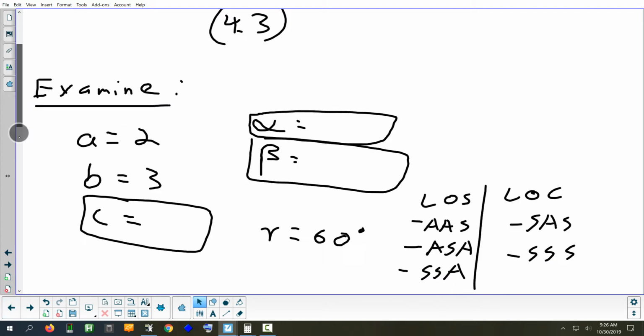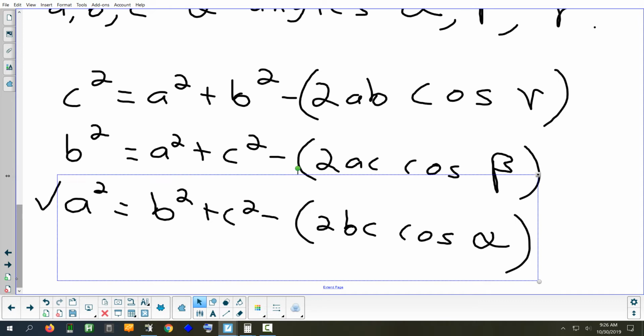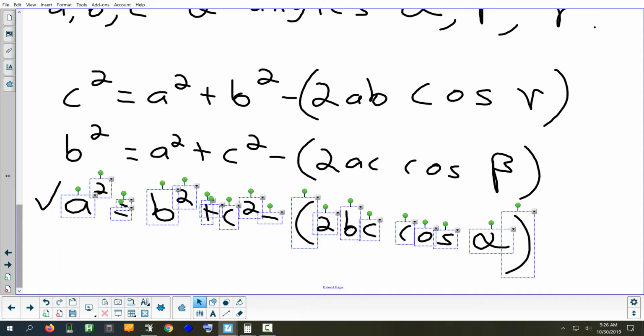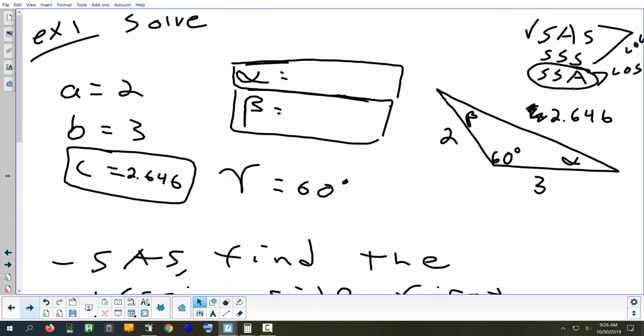If you go back and look at your law, to find alpha, you're going to need b's and c's and a's. Yep, we got them all. To find beta, you're going to need a's and c's and b's. Yeah, we got them all. So we could do either one. It doesn't matter. So let's do alpha.